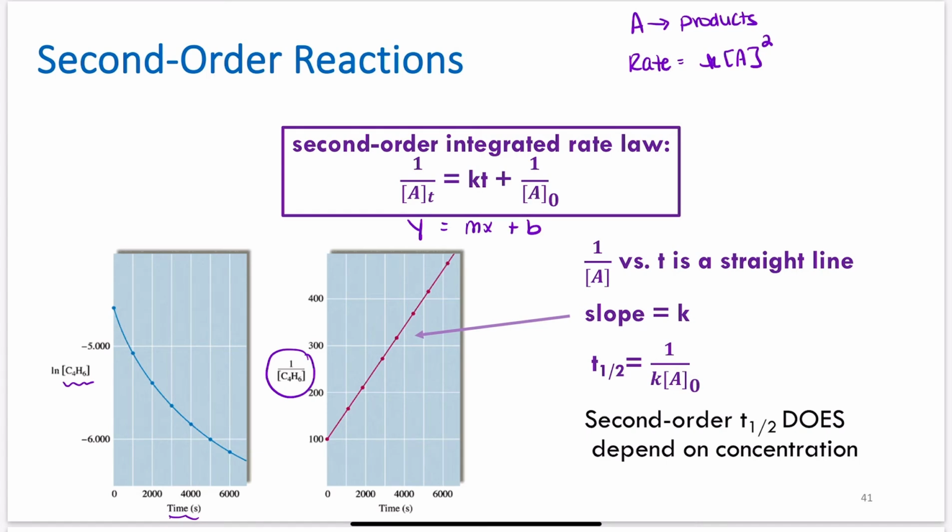I can actually plot this experimentally. I can run a reaction, plot the concentration of a reactant over time, and when I see the inverse of it giving me a straight line against time, I know it's second order. So 1 over A versus time is a straight line where the slope is equal to k. T to the 1/2 for a second order reaction is equal to 1 divided by k times A naught. Second order T to the 1/2 does depend on concentration. We can see the concentration in the expression. So you are responsible for both of these equations.